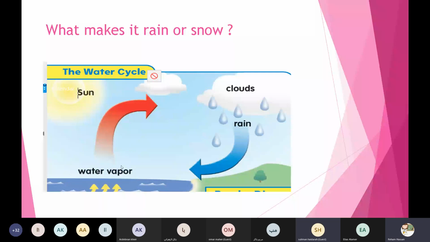Yes, Sulaiman. So, Sulaiman, does the water cycle start with the sun or with the rivers? Yeah, it starts with the sun or the rivers. Yes, wait, honey. Close your mic. Yes, sorry, Sulaiman. The sun. Yeah, by the sun. Amazing, Sulaiman. Thanks a lot. Yes, Fahad.